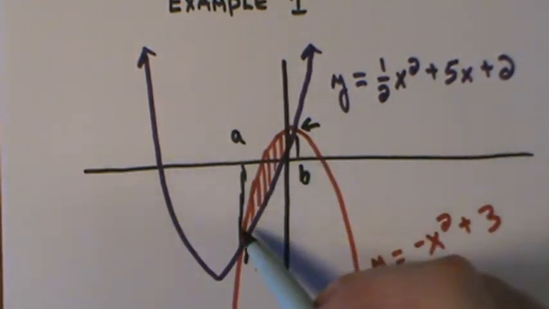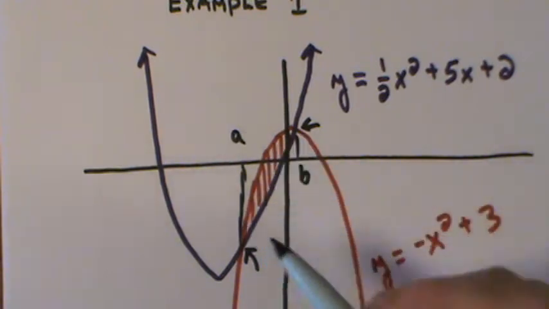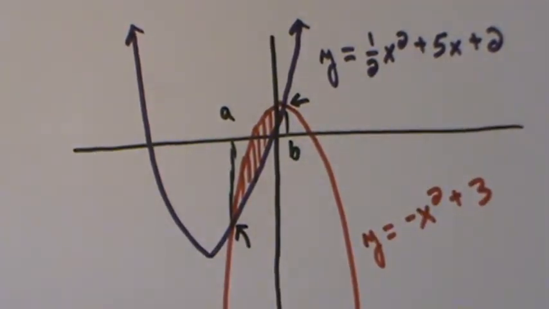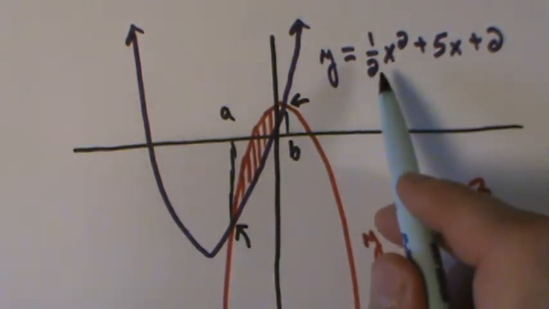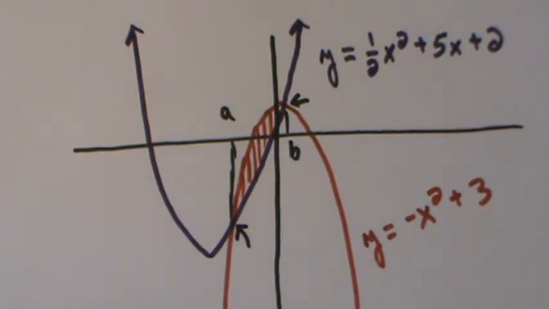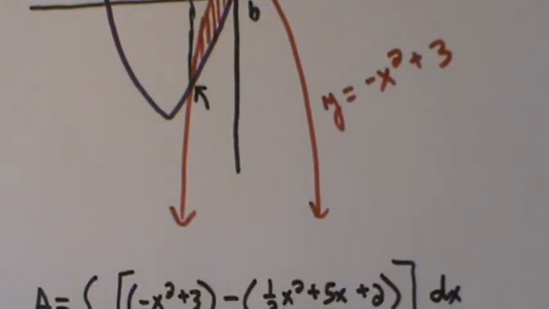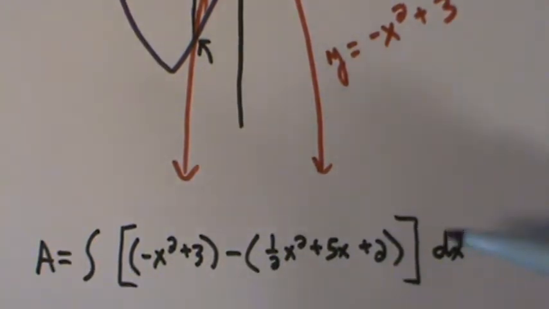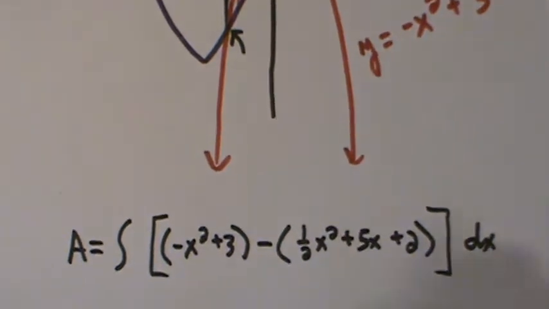So in this case, the top curve is this red curve here. I'll say parenthesis negative x squared plus 3 minus parenthesis the other curve, which is the 1/2 x squared plus 5x plus 2. And all of that would get integrated with respect to x because I'm slicing against the x-axis. I'm doing a vertical slicing. Okay. Now I'm going to find these points of intersection in a second.